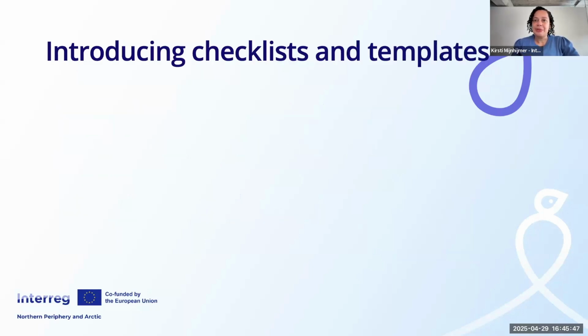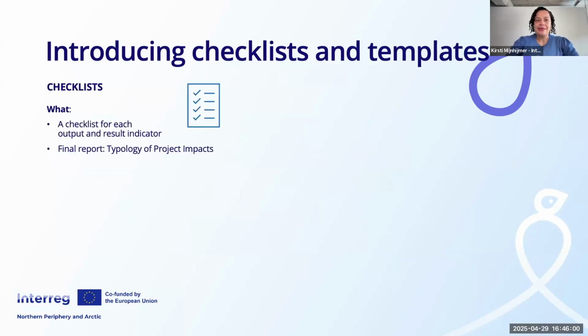In order to make documentation of outputs and results easier, we have developed a number of checklists and templates, which I will introduce to you now. We start with checklists. We have created for each output indicator and each result indicator a checklist. And we've also created another type of checklist, which is only relevant for your final report, which is a typology of project impacts. To explain that simply, it's basically a categorization of typical impacts that NPA projects have.